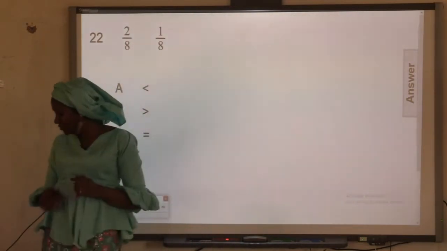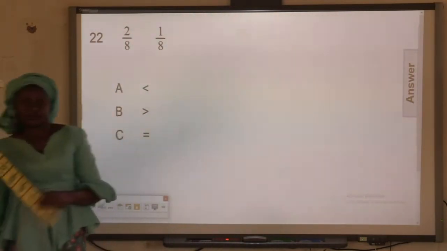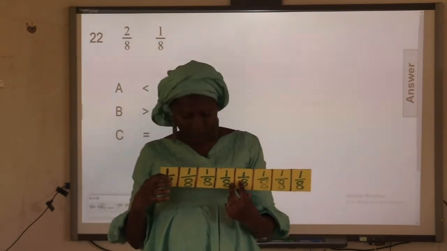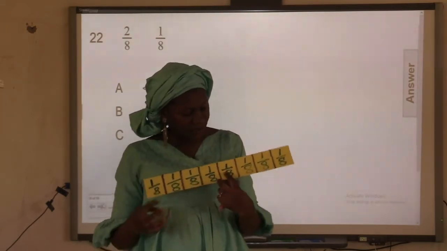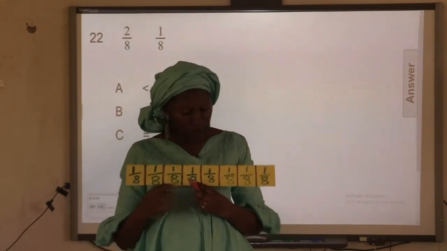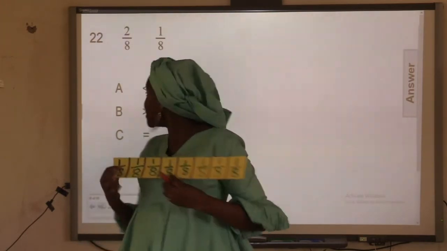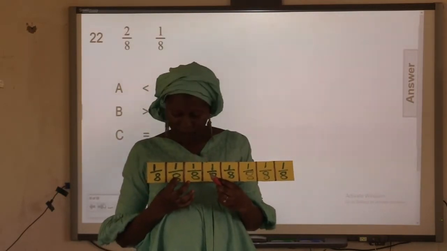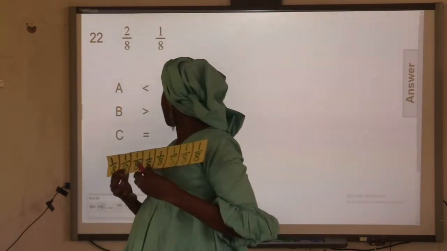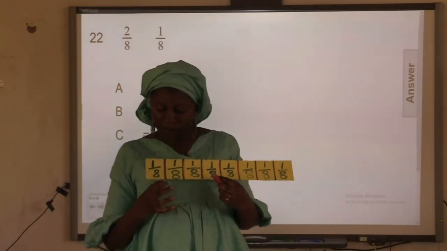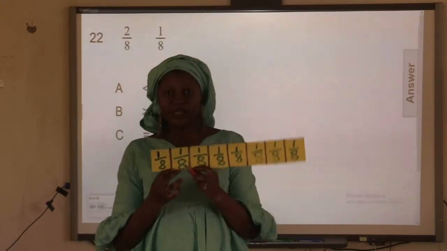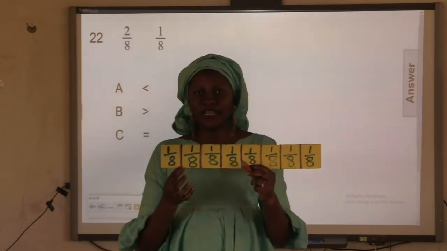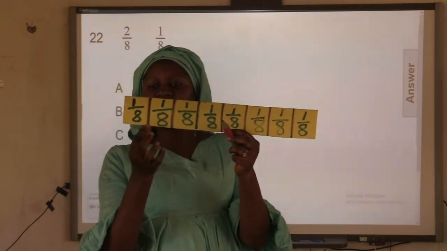I can show that using a chart without drawing. This is 1/8, 1/8, 1/8, 1/8. It means this is divided into 8 equal parts. And this is 2/8, that is 1/8 plus 1/8. And this portion here alone is 1/8. Here is 2/8, and here is 1/8, as you are seeing it, looking at the chart.